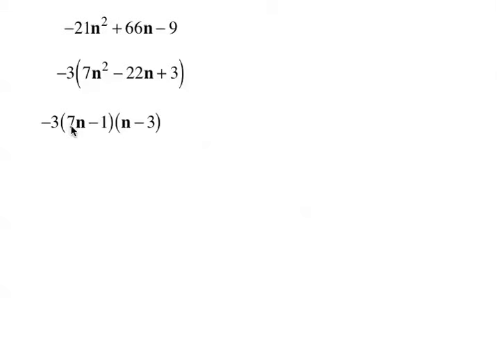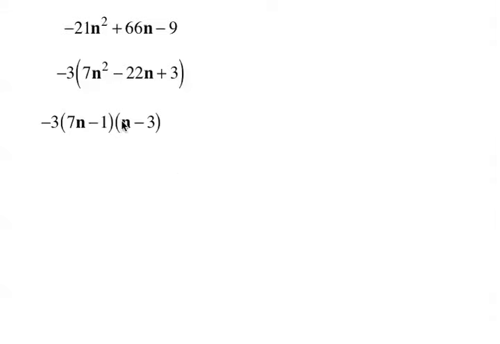Now let's see if that works. 7n times negative 3 makes negative 21n, and negative 1 times n is negative n. Add them together, negative 22n. So that does work. So that's trial and error. It's pretty fast, and most of the time it's very fast. But when trial and error doesn't work, PSF is good.